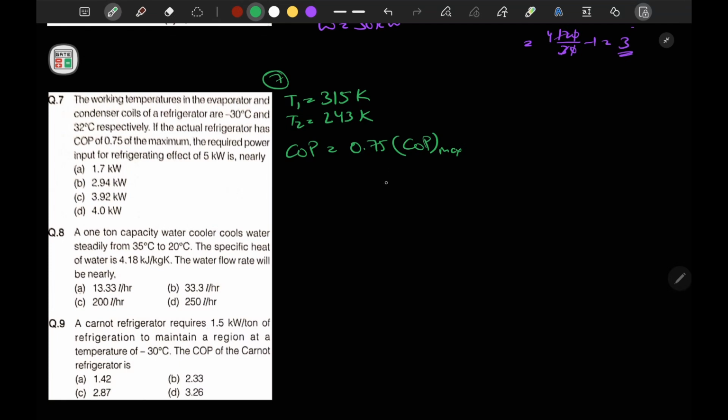So we can calculate the required power input for the refrigeration effect of Q2. Okay, so we have been asked what should be the power input to get our refrigeration effect, that is Q2 is equal to 5 kilowatt. I hope you understood this question first, what is asked, what is given. So we can write COP is equal to 0.75 into COP maximum, which is our Carnot COP, that is T2 upon T1 minus T2.